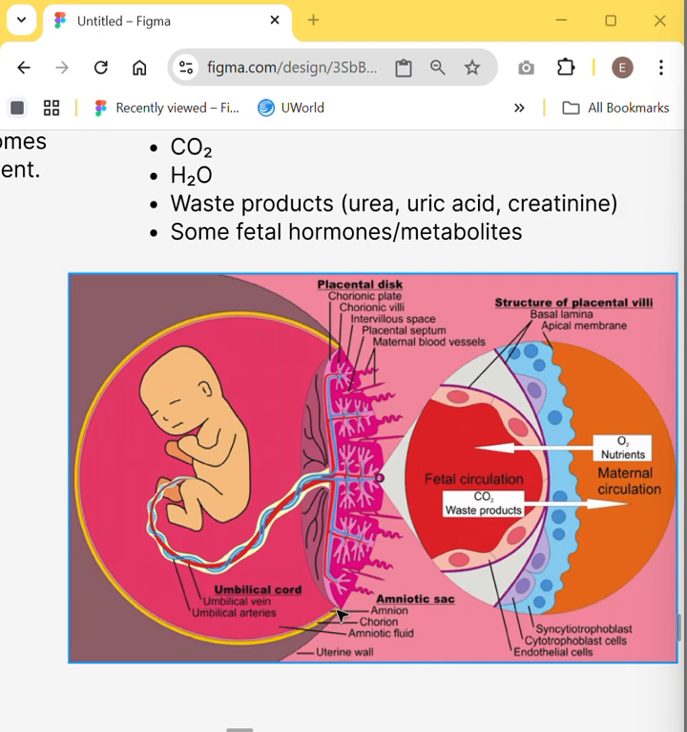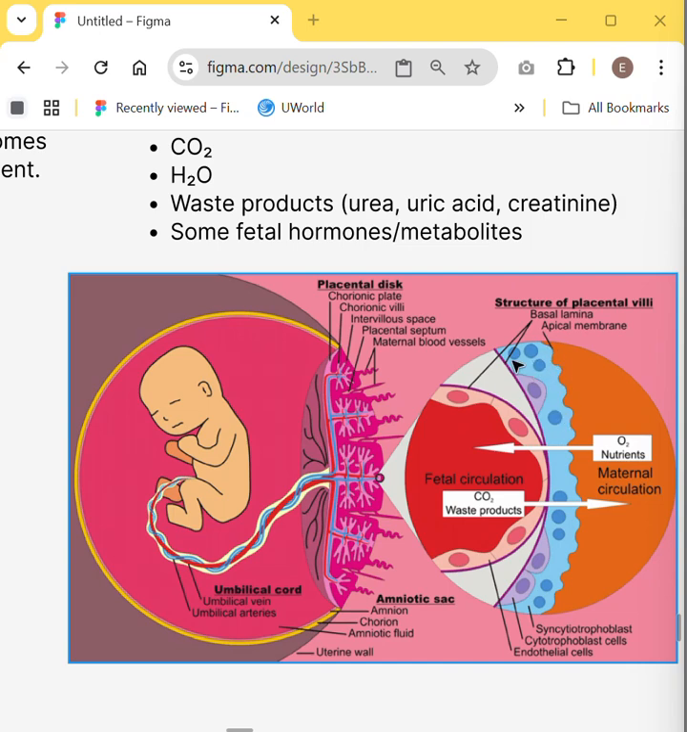You have the amniotic fluid, the amnion, and here is the chorion. This is the uterine wall. This is the placental disc, the chorionic plate, chorionic villi, the intervillous space, placental septum, maternal blood vessels, and this is where you're seeing all the circulation. So this is basically the fetal circulation, and this is the maternal circulation, and this is the basal lamina.